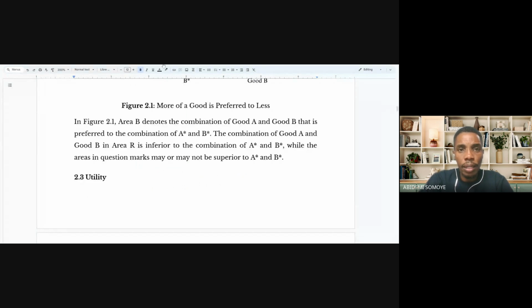Now, let's take a look at the explanation. In figure 2.1, area B denotes the combination of good A and good B that is referred to as the combination of A star and B star. The combination of good A and good B in area R is inferior to the combination of good A star and B star, while the areas in the question marks may or may not be superior to A star and B star. Okay, just like I told you, right?